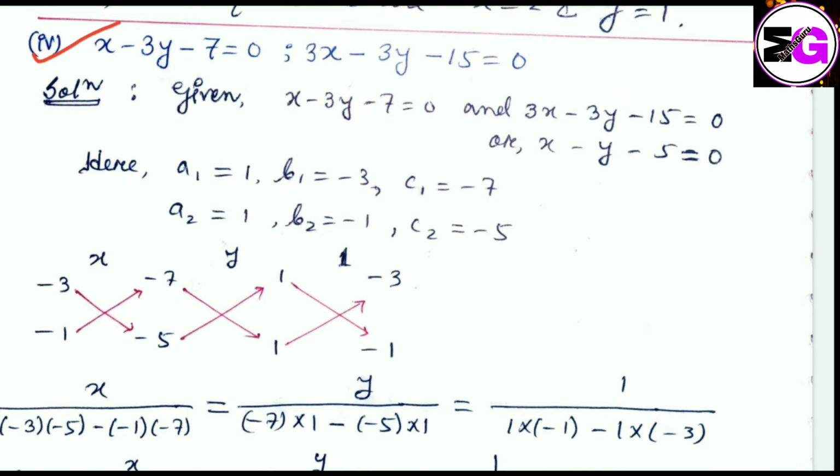Okay, so moving to the next problem: x minus 3y minus 7 equals 0 and thrice x minus thrice y minus 15 equals 0. These are the pair of linear equations in two variables, that is given.